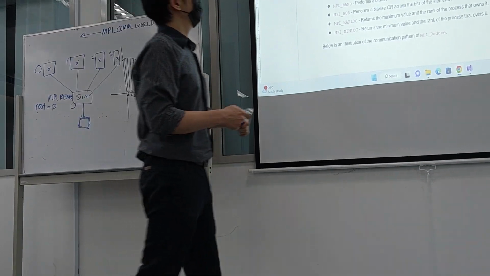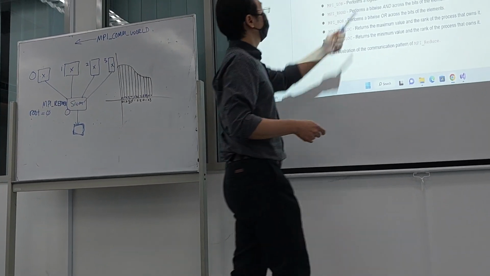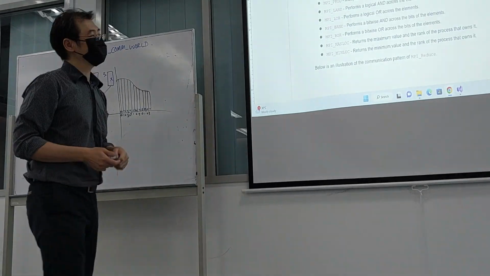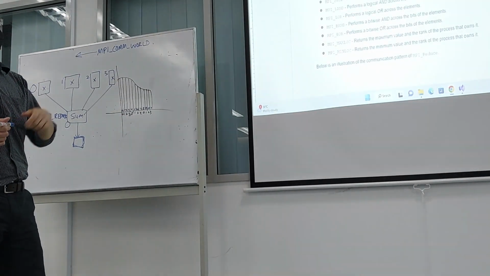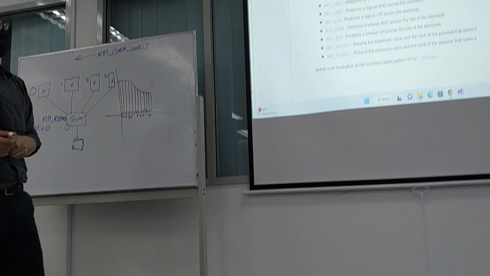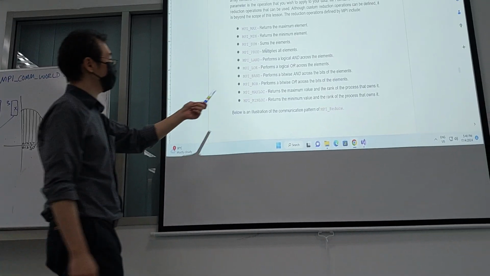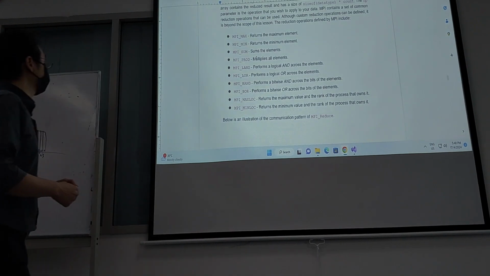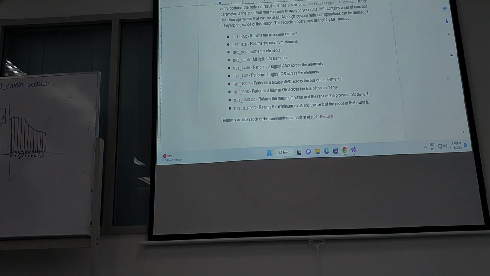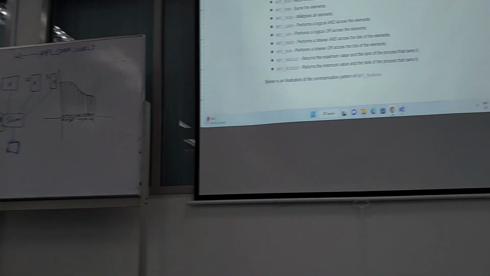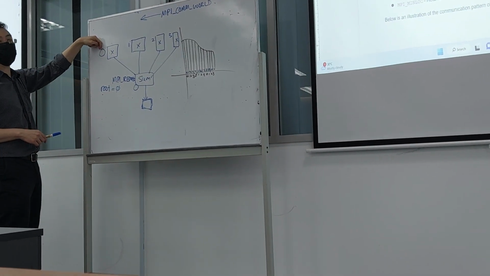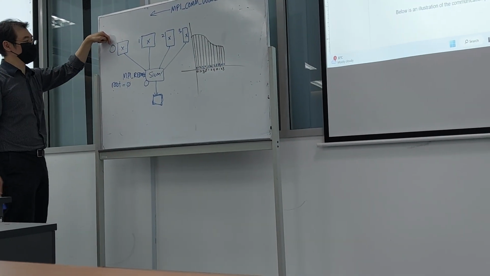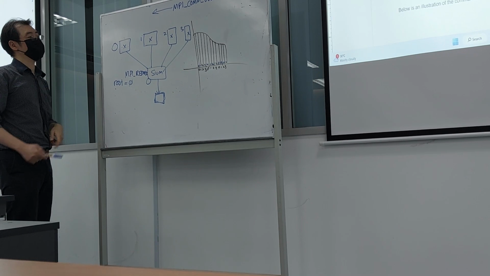You have land, lor. Land is logical and, lor is logical or, band is bitwise and, bor is bitwise or, and there's a max location. Max location is just like max, except that it returns not the value, but it returns who is the owner of that value, the process ID.